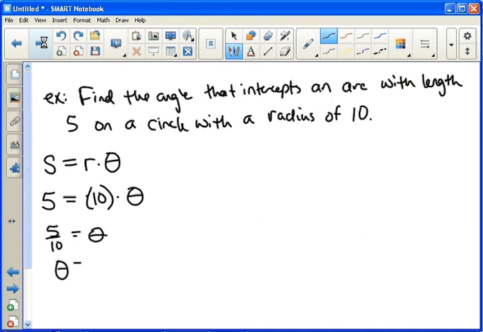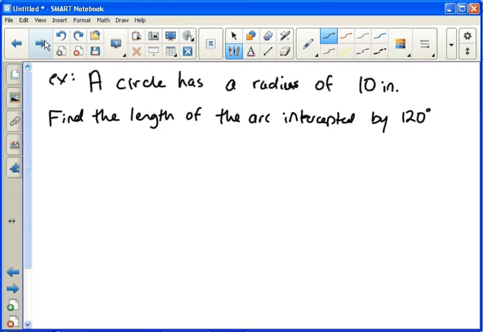Okay, so now we know we can solve for something other than S if we have to. So as hard as this is going to get is something like this. It says a circle has a radius of 10 inches. Go ahead and write the equation here. Find the length of the arc intercepted by 120 degrees. Now if you remember, I said this only works if you're in radians. So we have the radius we can plug in here, but we cannot plug 120 in for theta because it's degrees, and we need radians. So we've got to convert this.